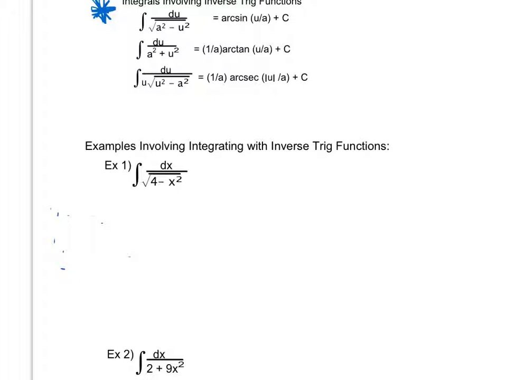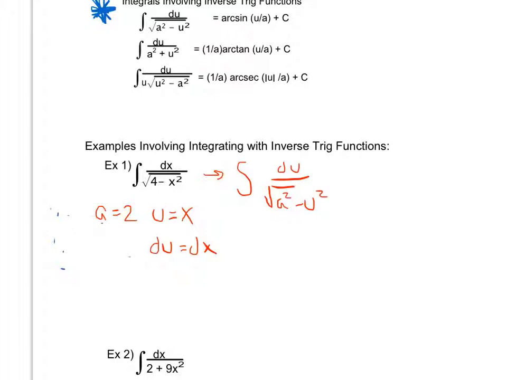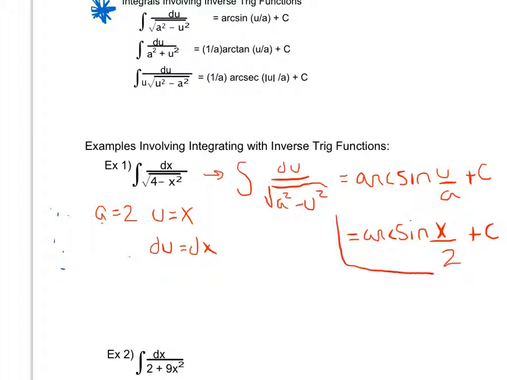Well, I see that 4 is a perfect square, so my a could be 2. My u could be x. If my u were x, that means my du could go in for dx. And I could rewrite this as the integral of du over the square root of a squared minus u squared, which I know integrates to be arc sine of u over a plus c. Well, my u was x, my a was 2, and my c is some constant. So there would be what I would get when integrating this function.